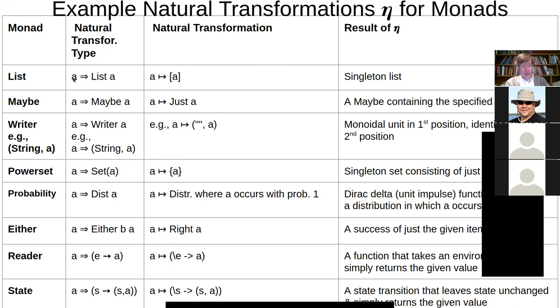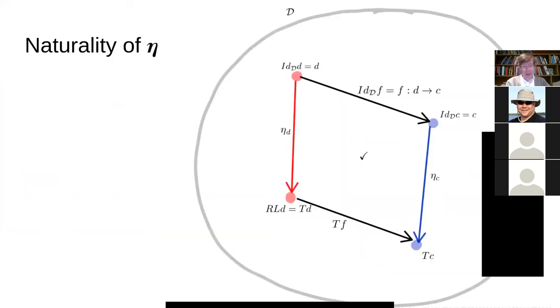So it takes a thing of type A, and it creates a T of A, where T is the monad, okay? But it's a very specific thing. It's a very particular one. And specifically, one property it certainly has to have is that it's a natural transformation. It needs to be natural. And the naturality here is indicated with our normal naturality square.